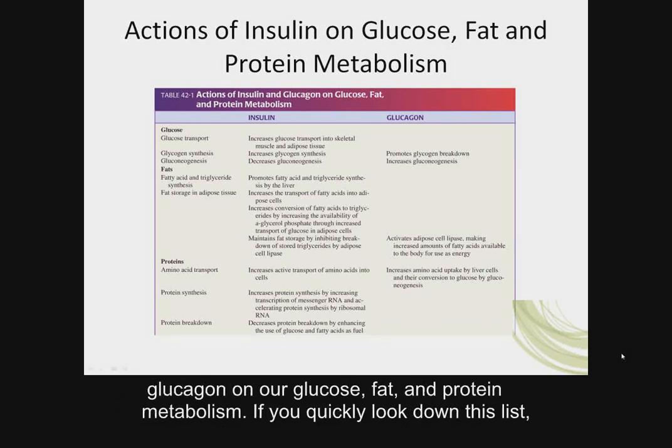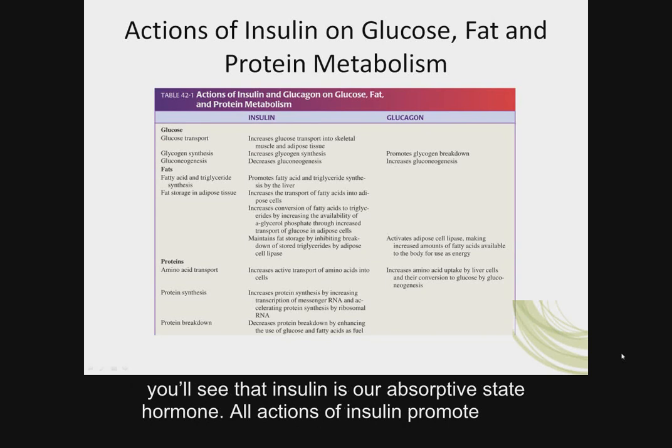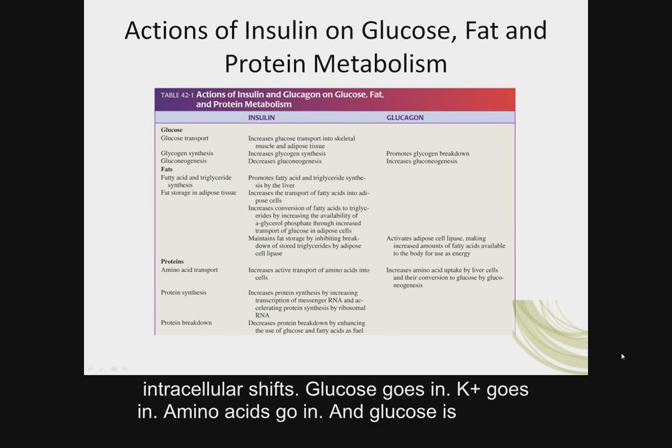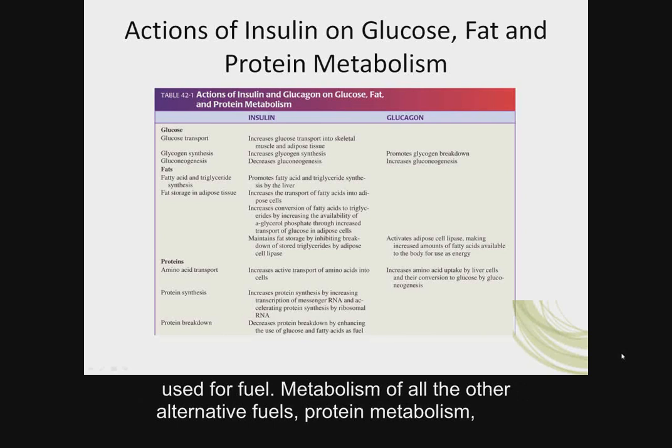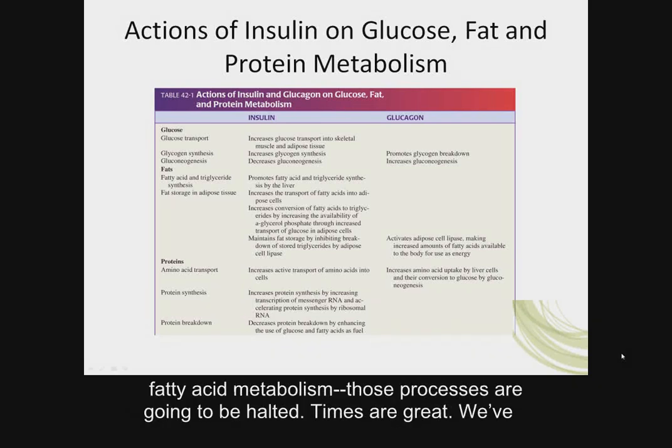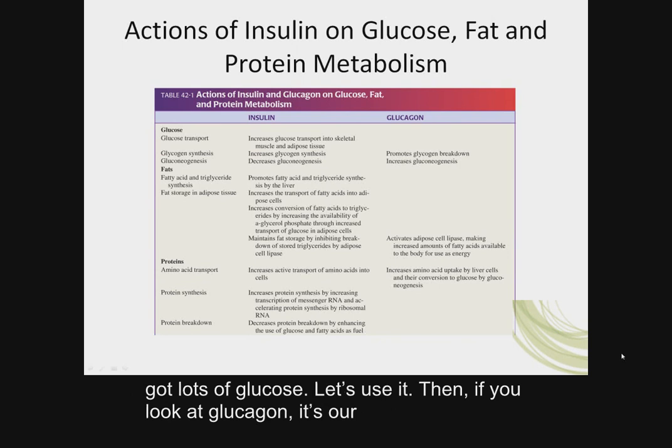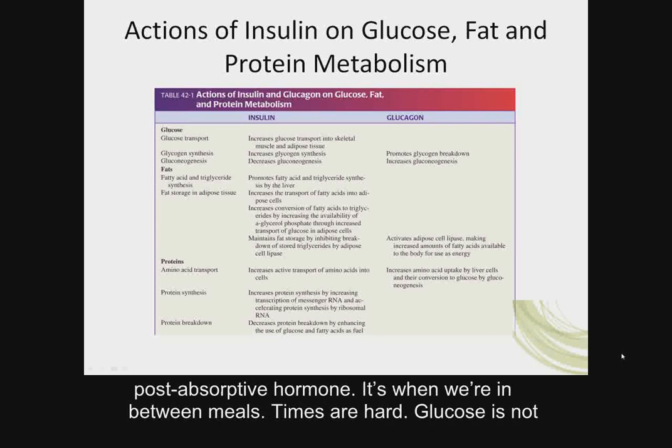If you quickly look down this list, you'll see that insulin is our absorptive state hormone. All actions of insulin promote intracellular shifts. Glucose goes in, potassium goes in, amino acids go in, and glucose is used for fuel. Metabolism of all the other alternative fuels, protein metabolism, fatty acid metabolism, those processes are going to be halted. Times are great. We've got lots of glucose. Let's use it.